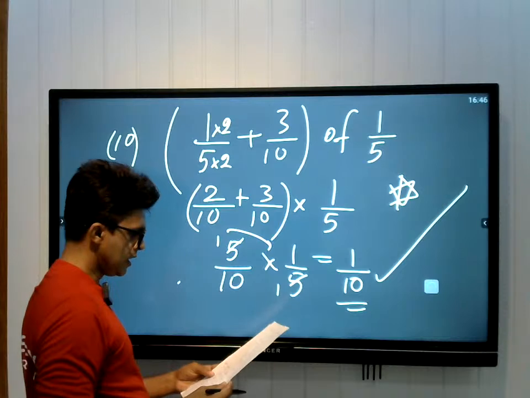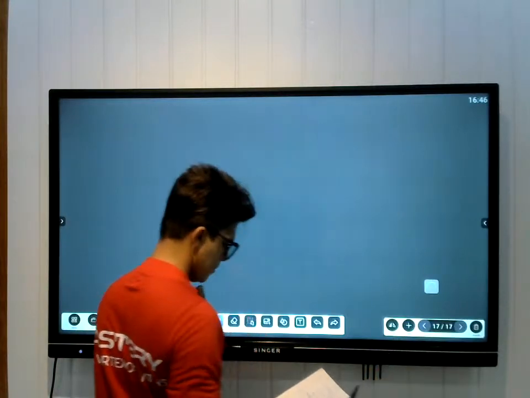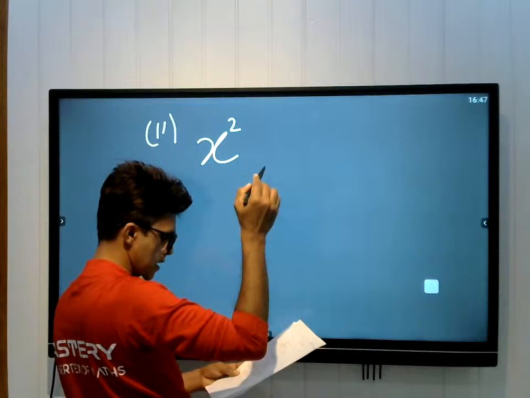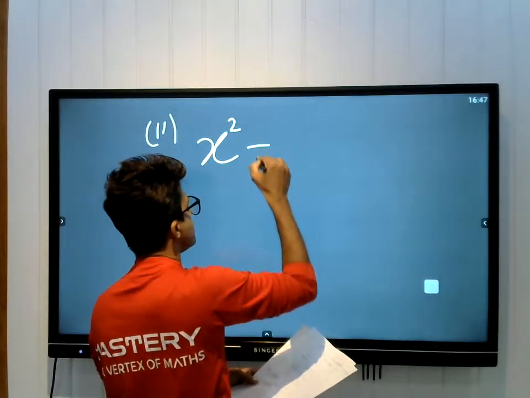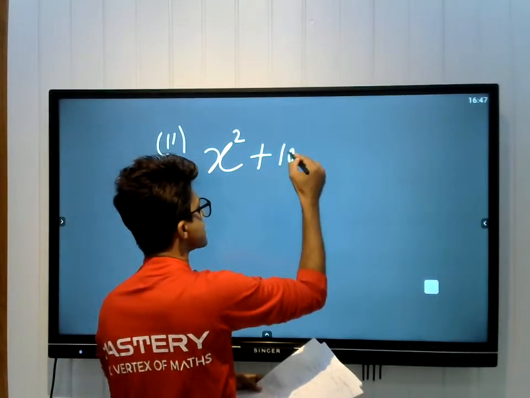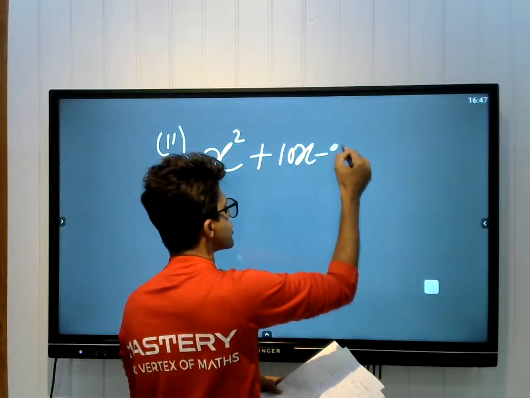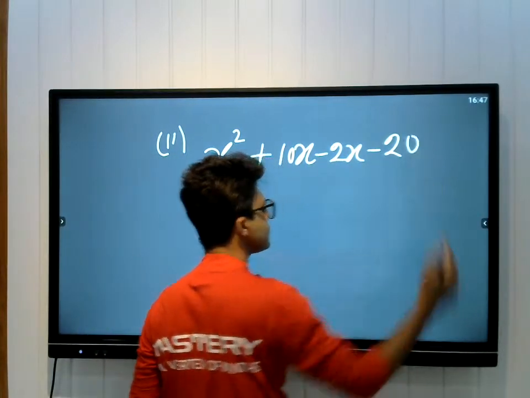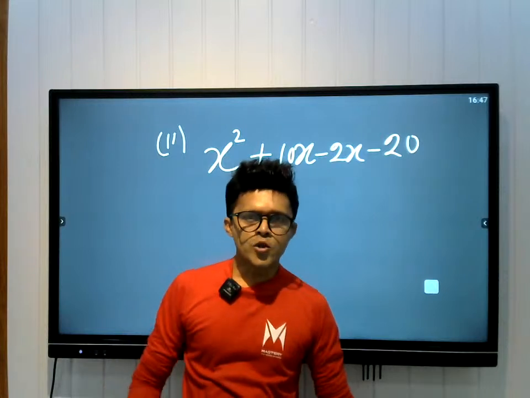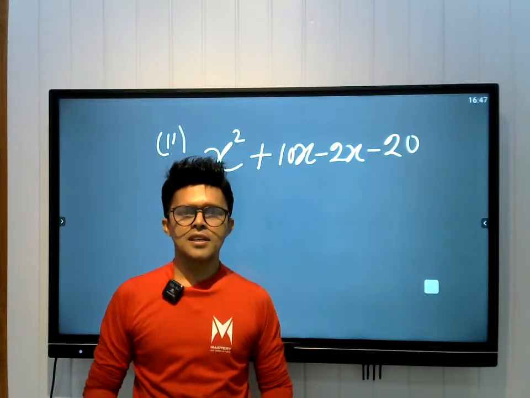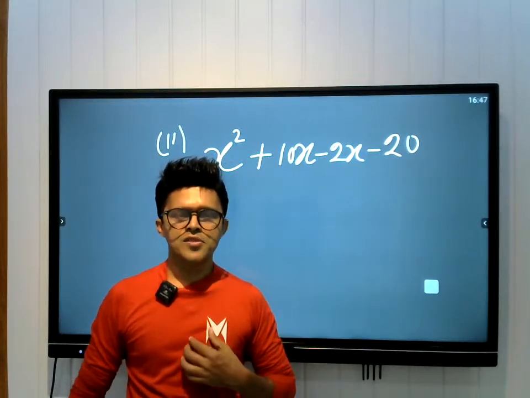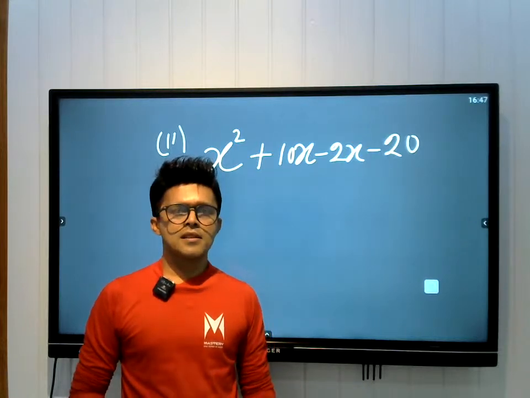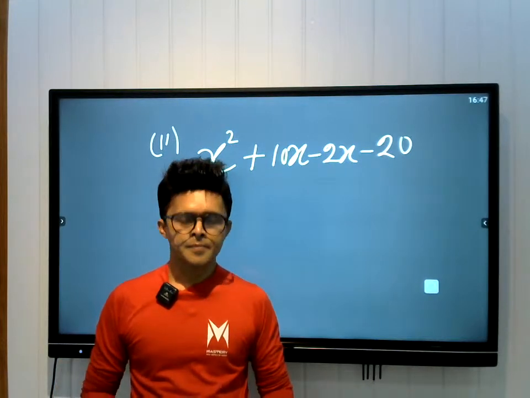This is the 11th question. X squared plus 10x minus 2x minus 20. This is the question. Try to factorize this sum, please. I will give you a few seconds.